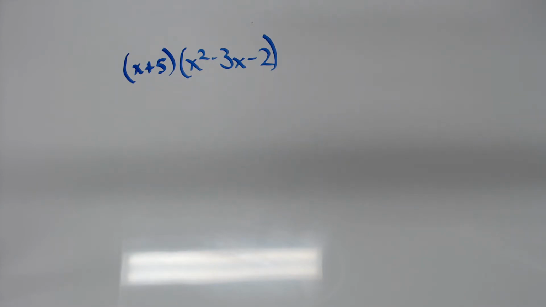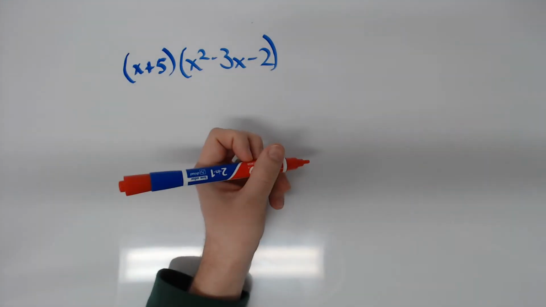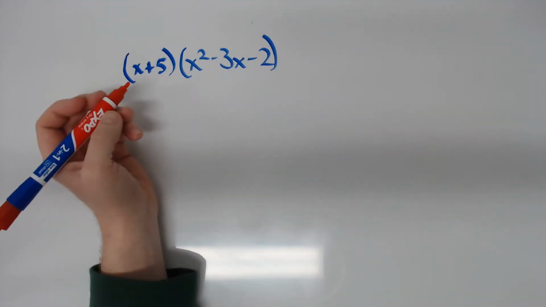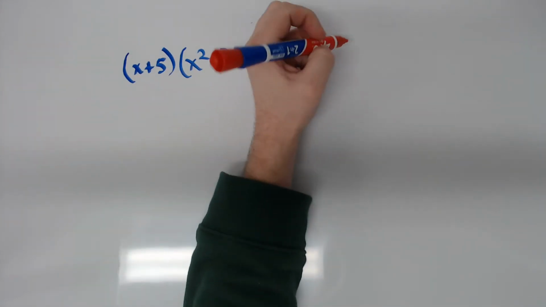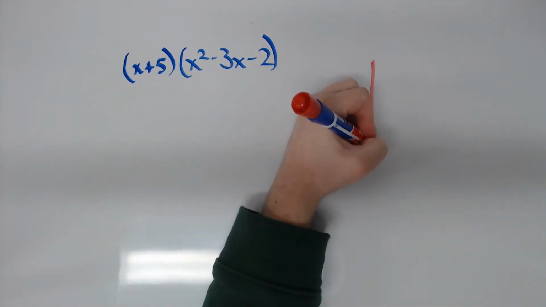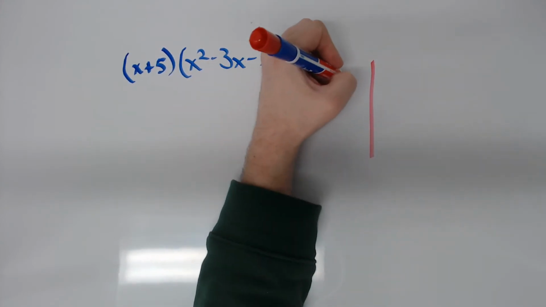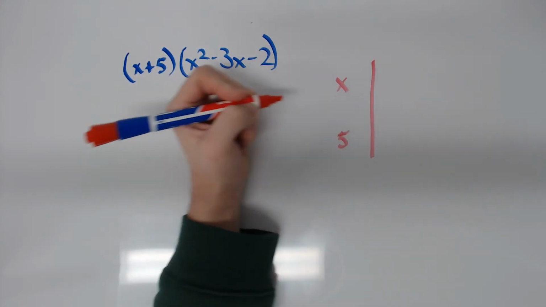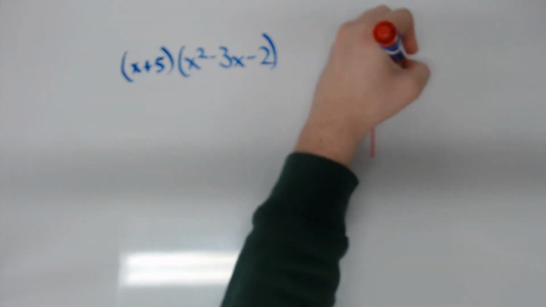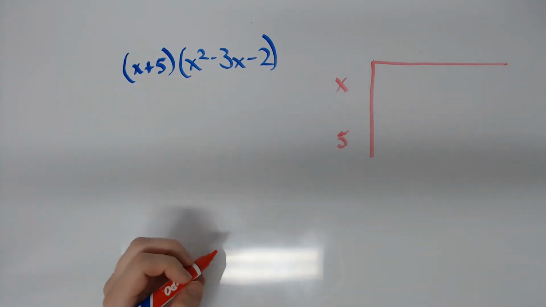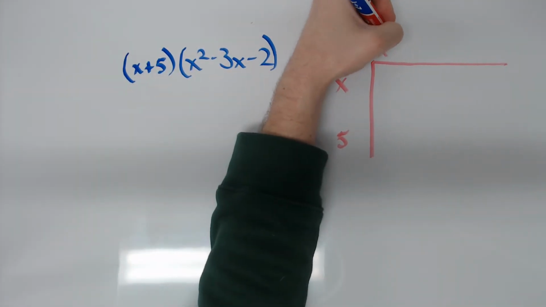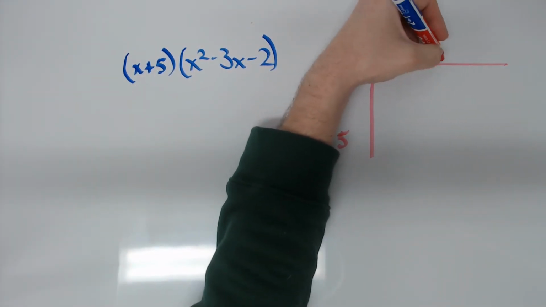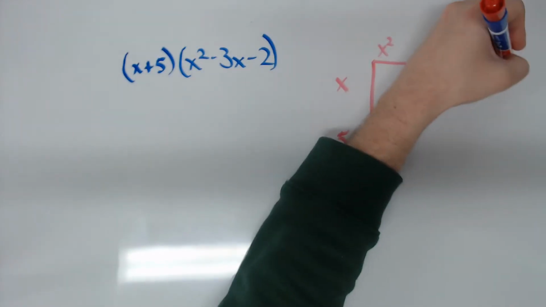Here's another example. This time we have a trinomial. So I'm going to do both methods. This is the last time I think I'll do both methods on the examples. I'll start with the box method again. This is my favorite. X and 5 down this side of the box. And across the top of the box, I'm going to need to have 3 terms. So an x squared, a minus 3x, and a minus 2.